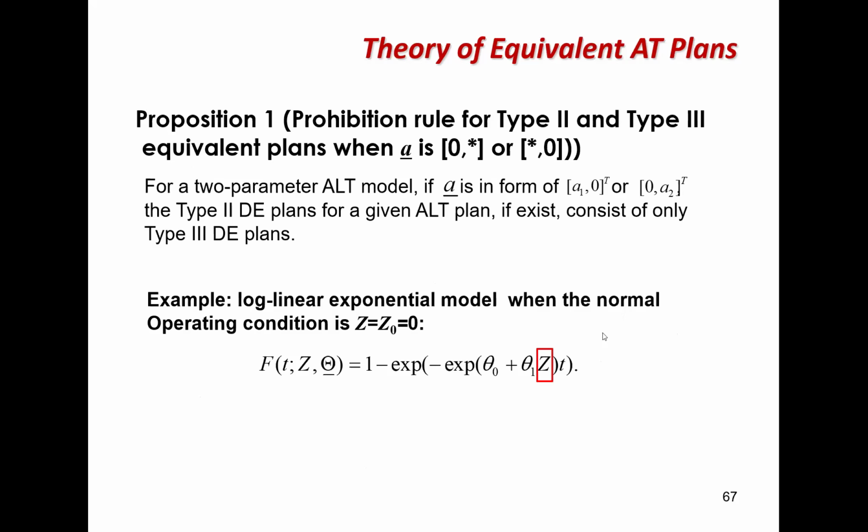There is also another proposition of the prohibition rule for type 2 and type 3 equivalent plans. When the gradient matrix looks like this, with 0 plus some terms which may not be 0, then the type 2 equivalent plan becomes a type 3 equivalent plan. For instance, if your normal operating condition is 0, so you put a 0 here, this term theta 1 times 0 does not exist. So one of the terms in your gradient vector should be 0. In this case, the type 2 equivalent plan becomes a type 3 equivalent plan.